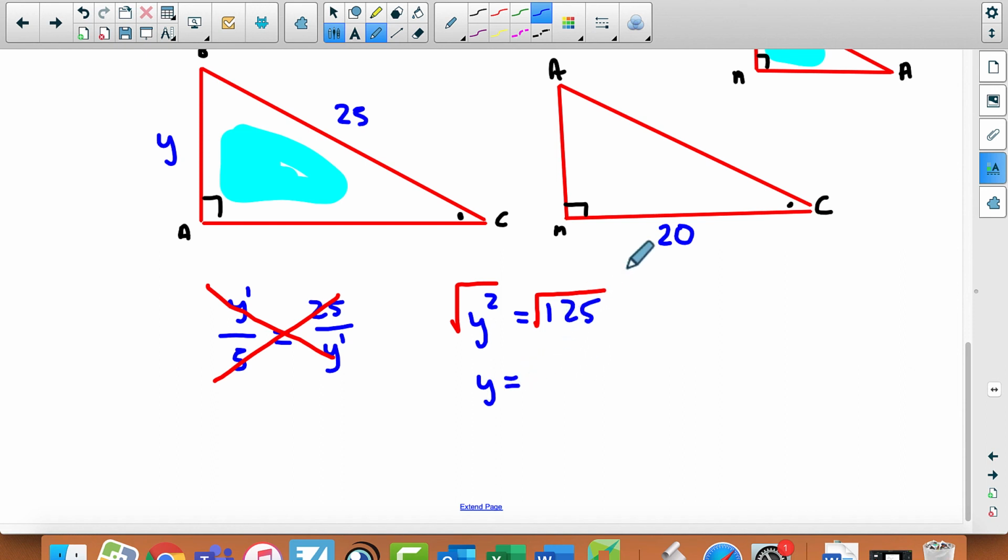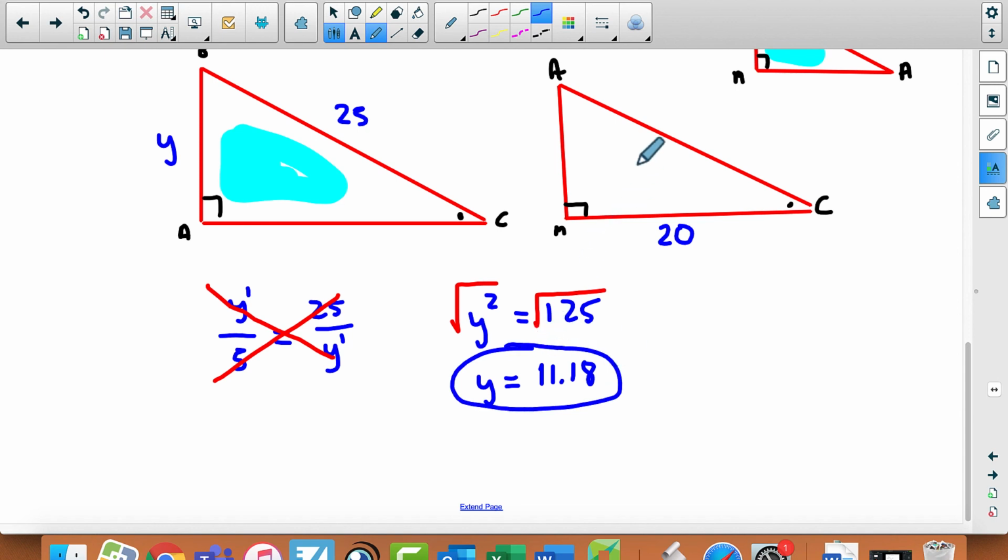And the square root of 125. Well, there are ways to simplify that, but you haven't learned it yet. So why don't we just take a calculator and throw 125 into the calculator and hit square root. And if you do that, you get 11.18. It goes on forever. It's an irrational number, but approximately 11.18. And that's your answer.